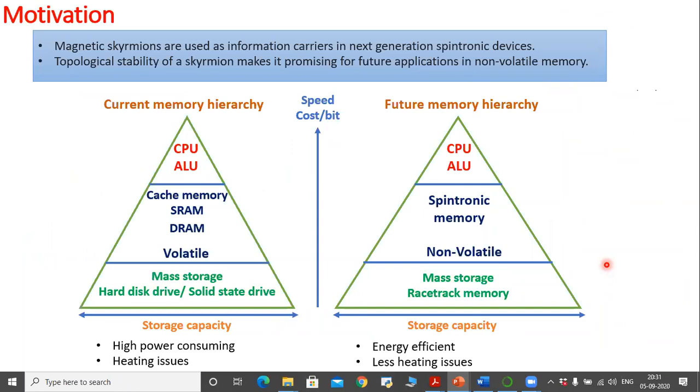See, in case of information traveling, you see, you have seen the tip of the magnetization.